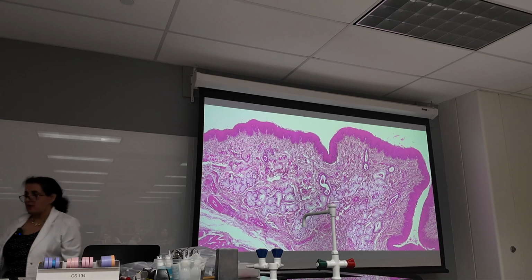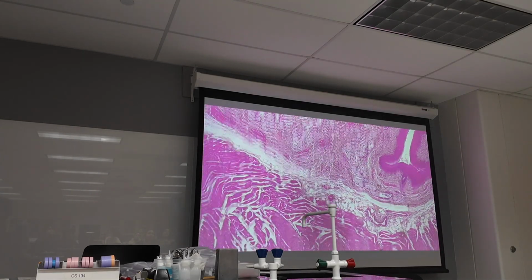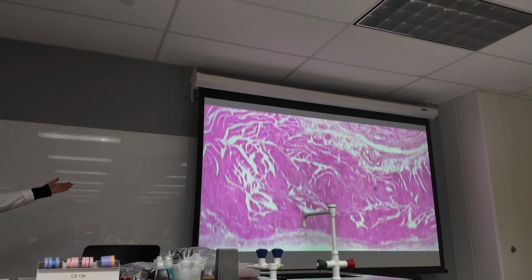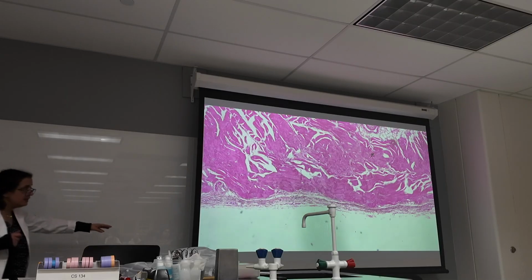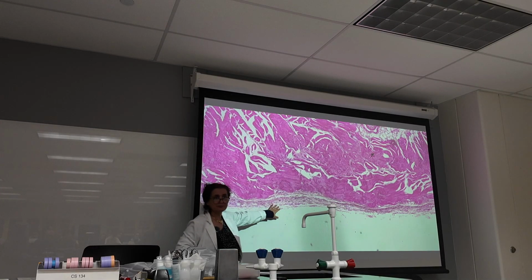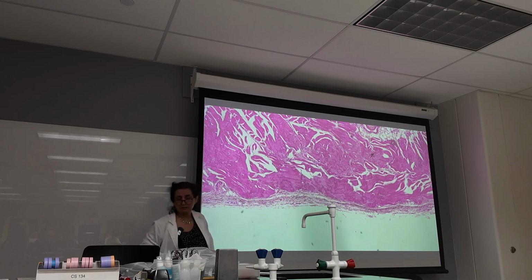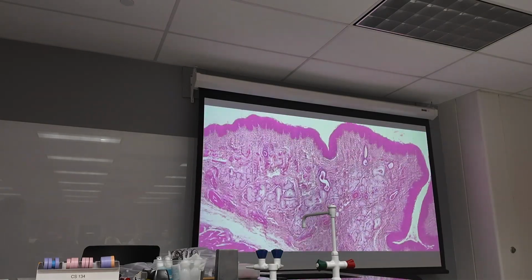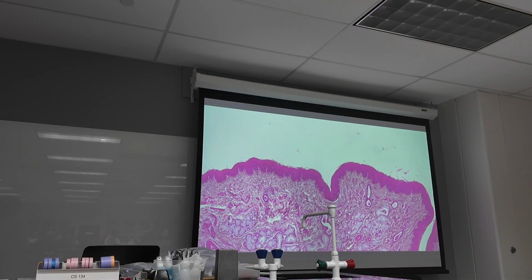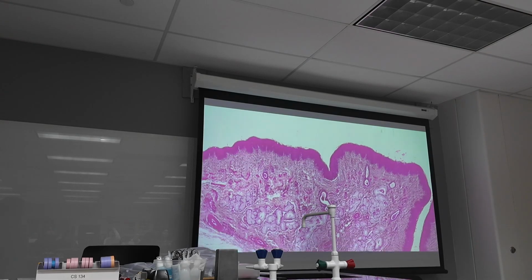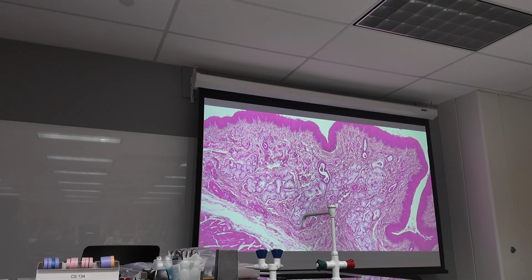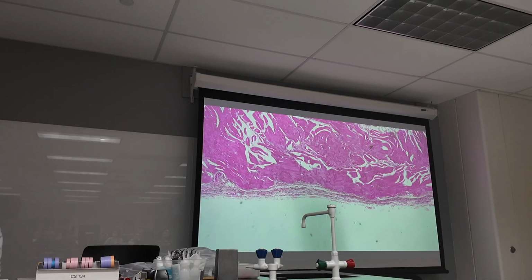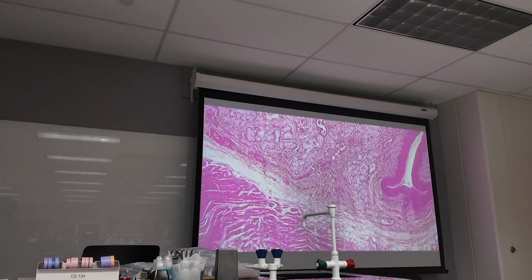And then you come all the way down here. Do you see muscularis? All the way, the dark pink is muscularis. And this is the serosa, which is the outermost layer, right? So in the slide of the esophagus, you can see the stratified squamous epithelium in the mucosa, esophageal glands in the submucosa, muscularis, and serosa. All right.